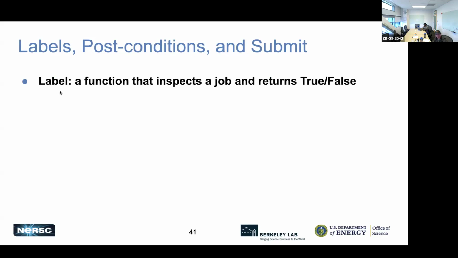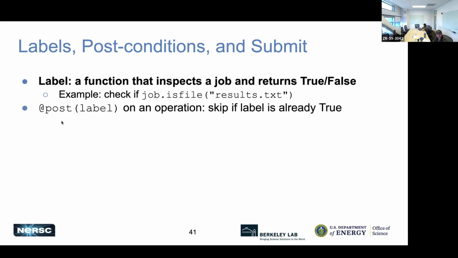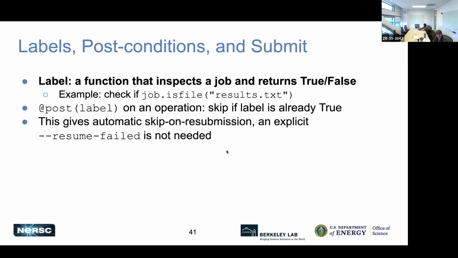All right, so the label is the equivalent of the exit code 0 in GNU parallel. Is the result present or not? So, you've got to check to see if results.txt is there, and then you put the decorator on it. And that's how you end up with the same functionality as GNU parallel as far as logging and resume failed.